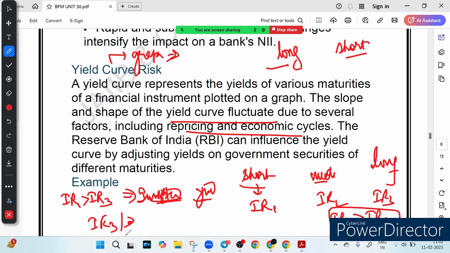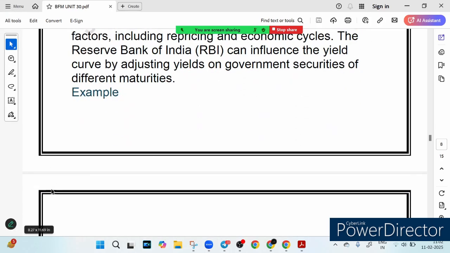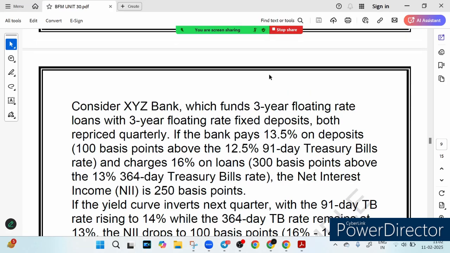So let's take an example to make this concept clearer. Now you understand what a yield curve is. It is a graph that shows interest rates at various durations: long term, short term, medium term. So let's take an example here. Let's take XYZ bank.